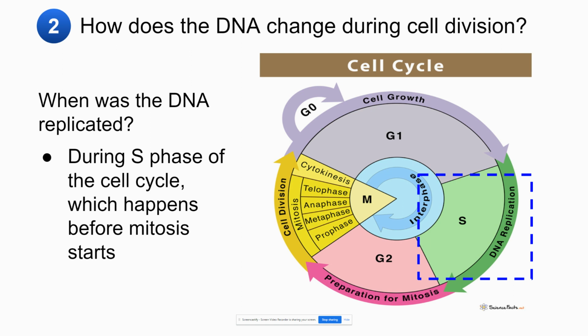When was the DNA replicated exactly? At what time did this take place? Well, if we don't remember, DNA replication takes place during the cell cycle in S phase of interphase. S phase takes place before mitosis begins. So that means all the DNA in a cell will be copied before mitosis gets started.